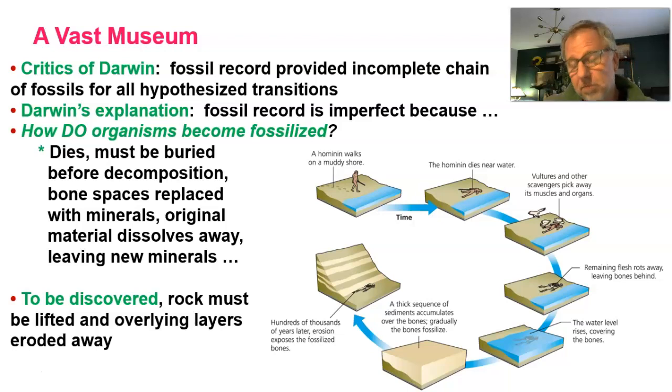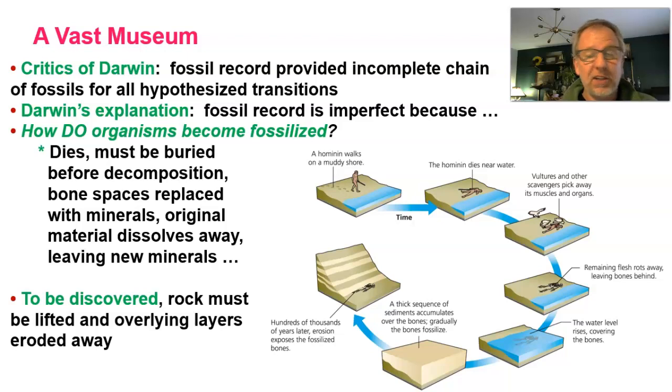Now, if the remnants, like hard parts, bones, etc., end up getting buried, then there can be a slow, gradual process of the actual hard parts, like bone or a shell, being replaced with minerals, surrounding minerals in the rocks and soil. So the original material dissolves away, and it leaves the new minerals in its place that represents the form and shape of the fossil. So it's a very common way for fossils to form, but it's not the only way.